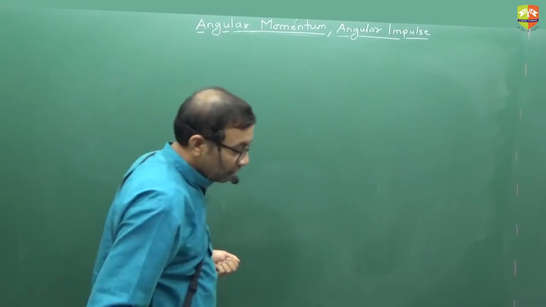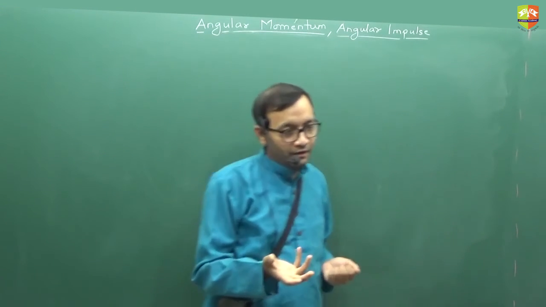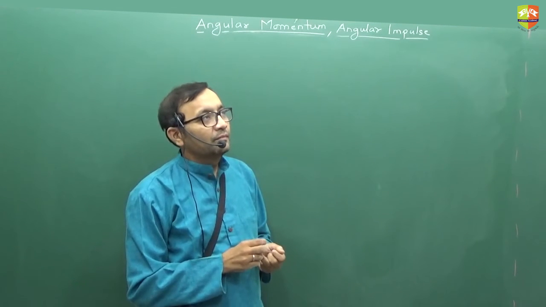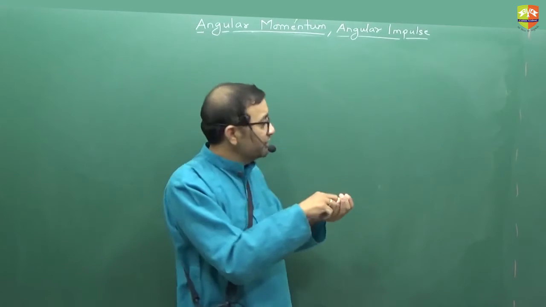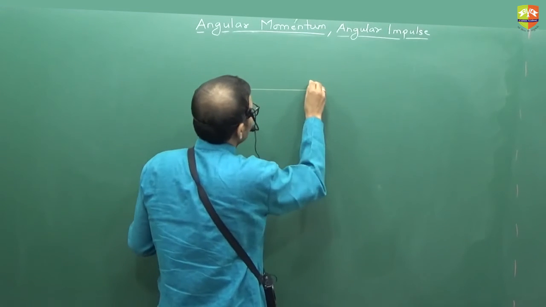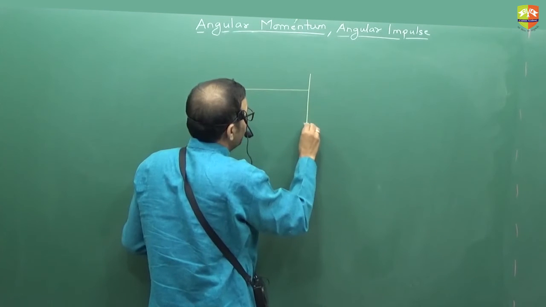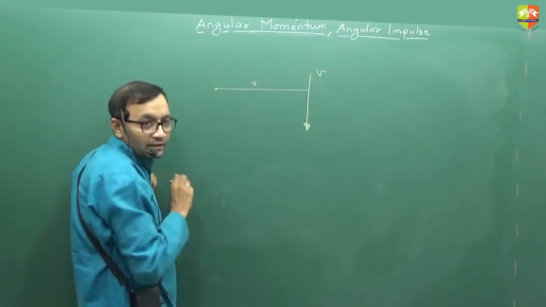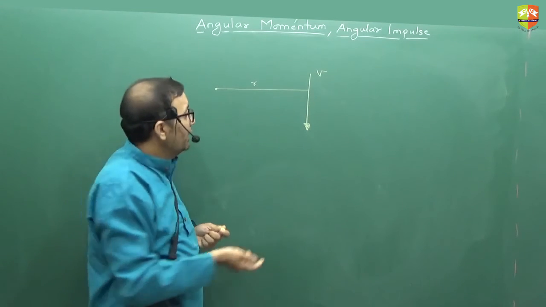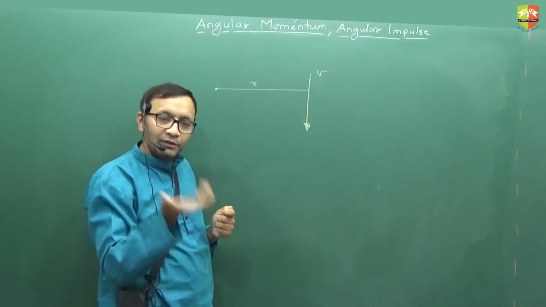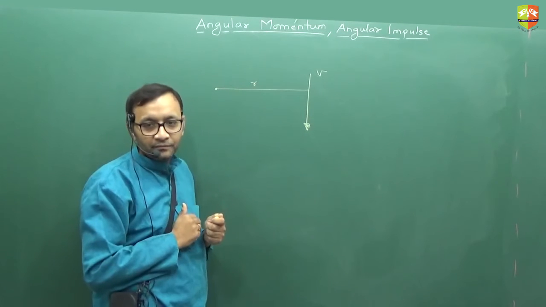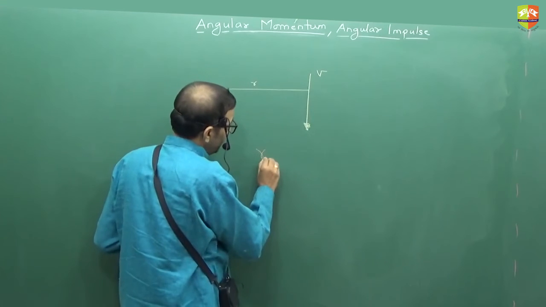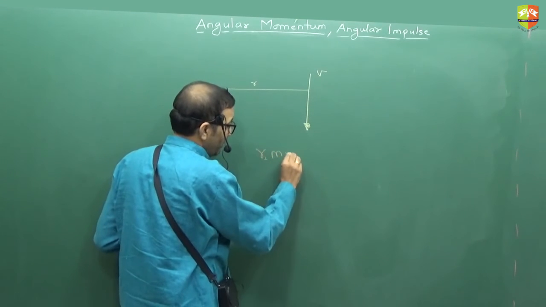Fine? Now, we have to quantify it. Alright? So quantification should be in such a way that if the perpendicular distance, let us say this is the perpendicular distance and let's say this is the velocity, if this perpendicular distance becomes zero, the angular momentum should become zero. Yes or no? And if this velocity increases, the angular momentum also increases. So the angular momentum is basically perpendicular distance into mass times velocity.